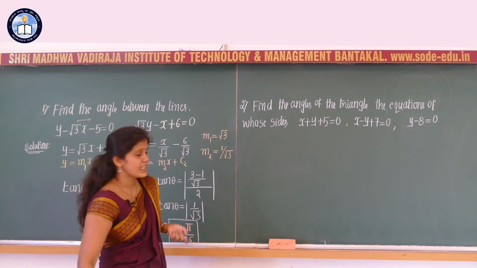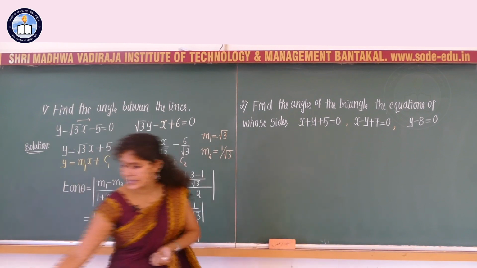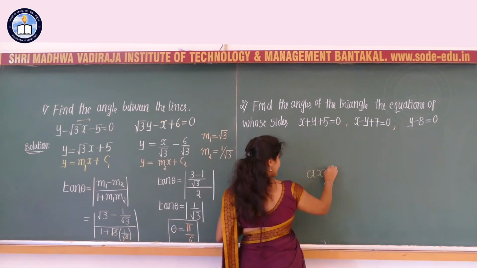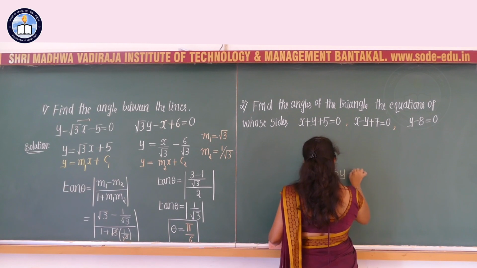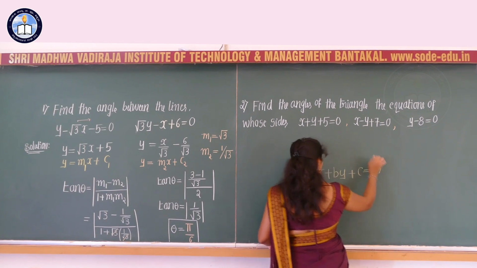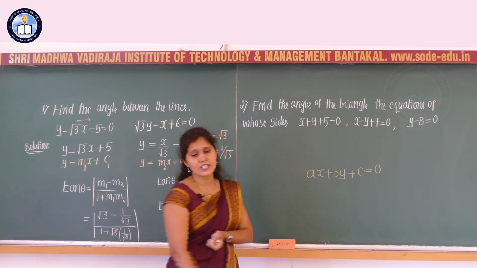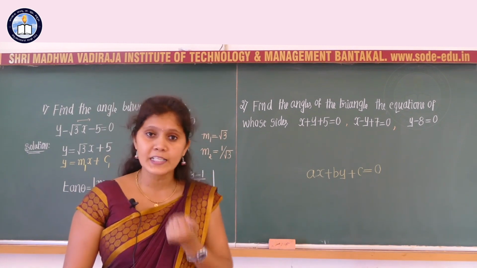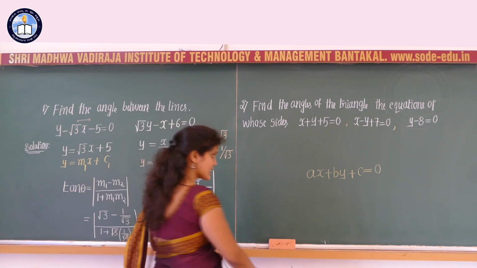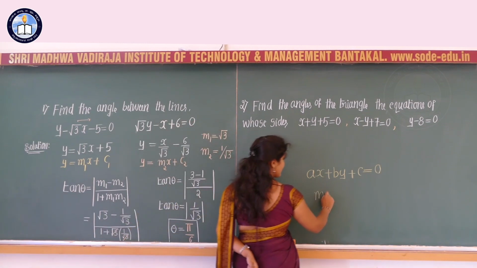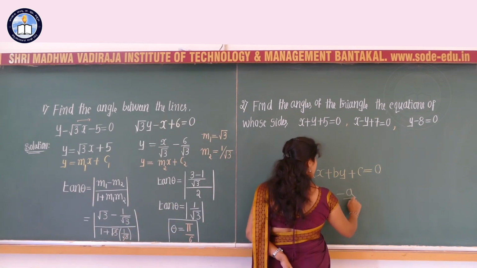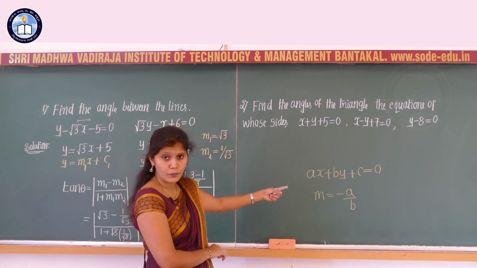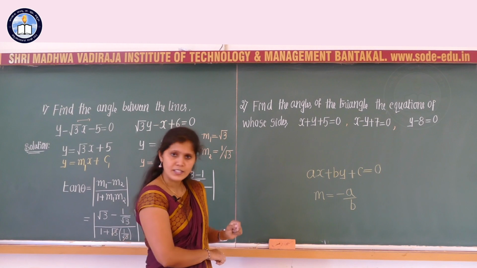And the equations are given in which form? Equations are given in the general form. So the general form of the line is a into x plus b into y plus c equal to 0, right? If the equation is given in the general form, how to find out its slope, or whether it is possible to get the slope? Yes, obviously, the slope of the line is given by the formula minus a divided by b. Minus a by b gives the slope of the line if it is given in the general form.